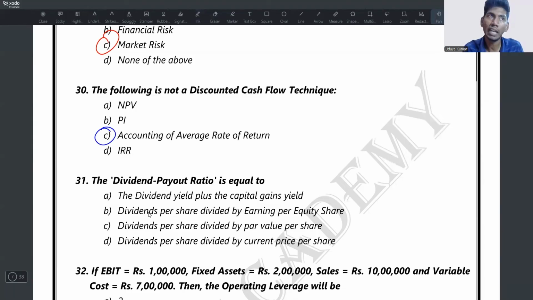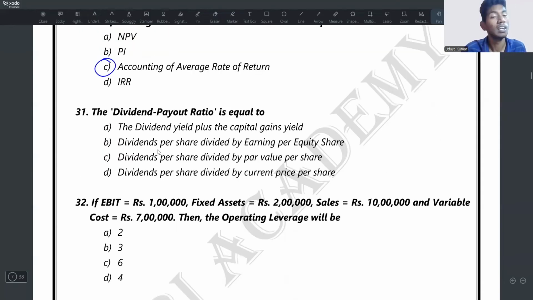Discounted cash flow techniques are methods used to evaluate the profitability of an investment by taking into account the time value of money. Here NPV, PI and IRR all include the time value of money. Whereas the accounting average rate of return does not consider the time value of money, and instead just calculates the return based on average profits. So option C is the right answer.